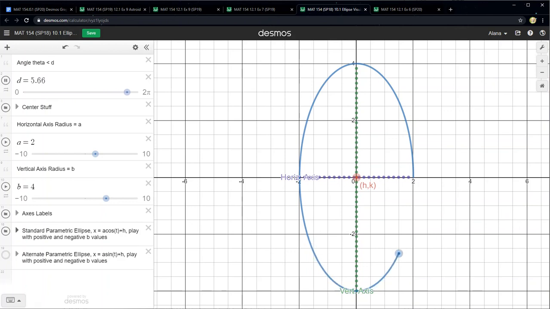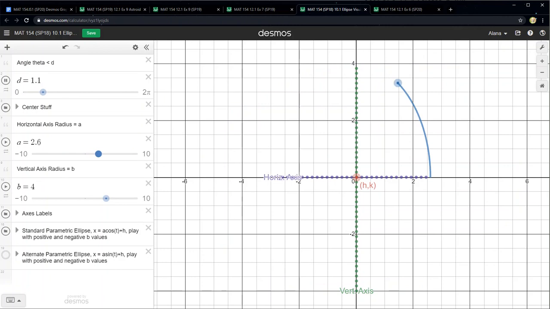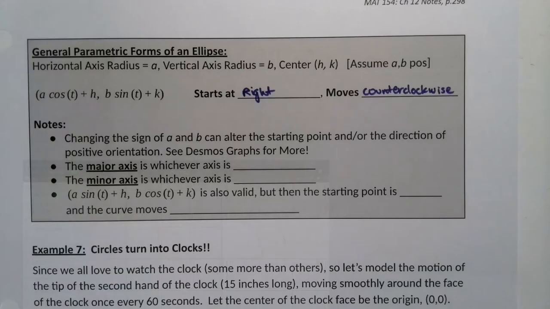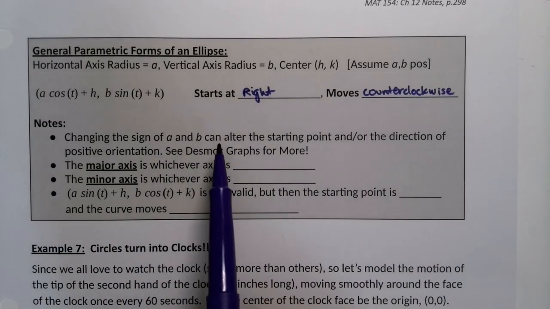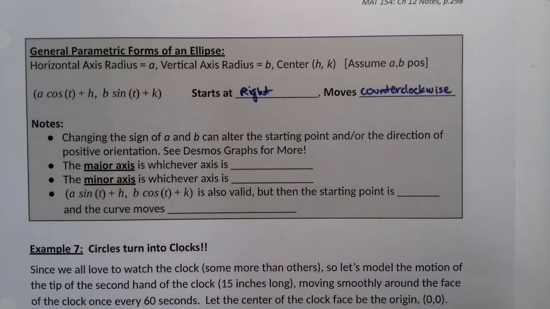Before I go any further, though, let's look at a couple things. So later on in the box, it asks us what happens if we change the sign of A and B, and it can alter the starting point. So if I let A be negative, it makes it start over on the left. If I let A be positive, it starts over on the right. So it can change where it graphs. Same thing with B. If I let B be negative versus B be positive, it'll change the orientation. So that's that comment in the box right here. It says changing the signs of A and B can alter the starting point and or the direction of the orientation. Enjoy the Desmos graphs.